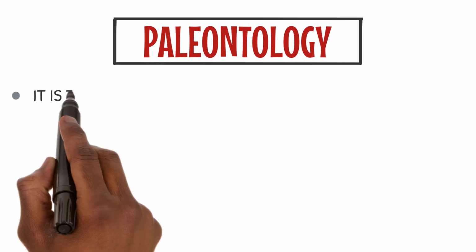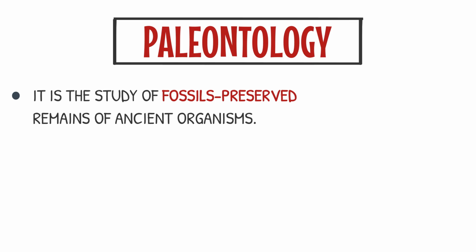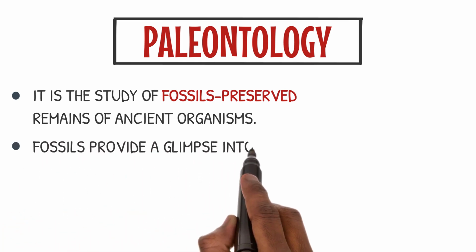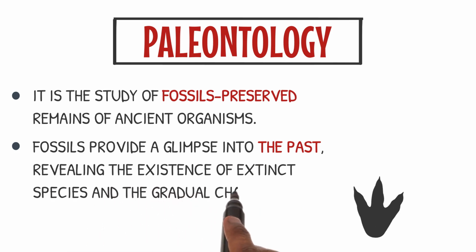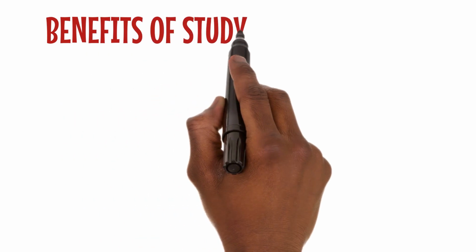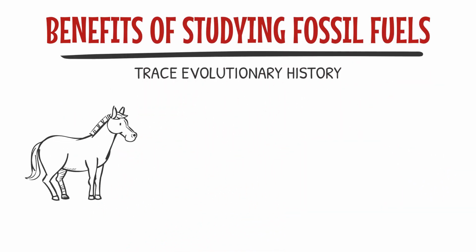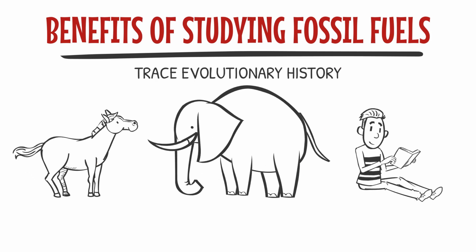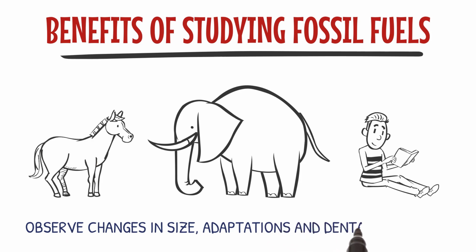Now, let's move on to paleontology. It's the study of fossils, preserved remains of ancient organisms. Fossils provide a glimpse into the past, revealing the existence of extinct species and the gradual changes in living organisms over time. For instance, by studying fossil records, we can trace the evolutionary history of horses, elephants, and even humans. We observe changes in size, adaptations, and dental structures that have occurred over millions of years.